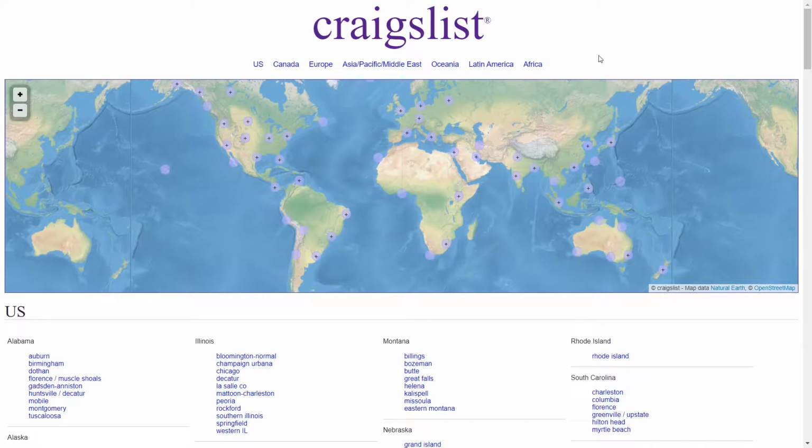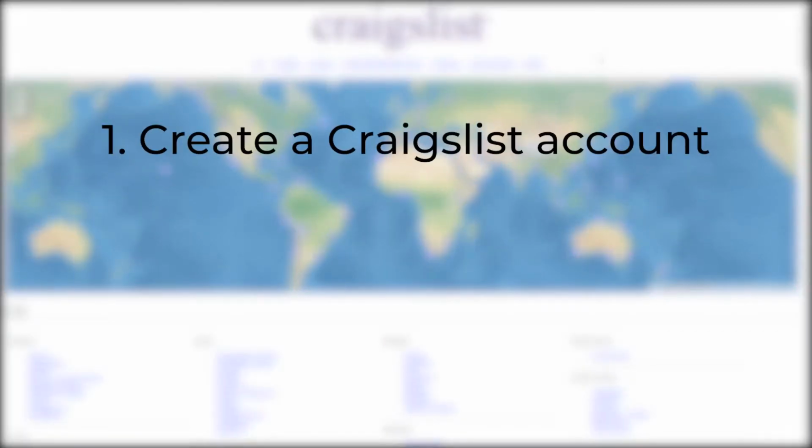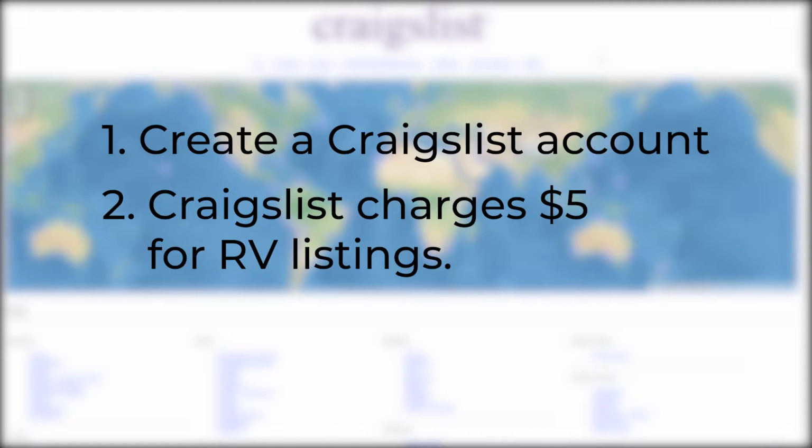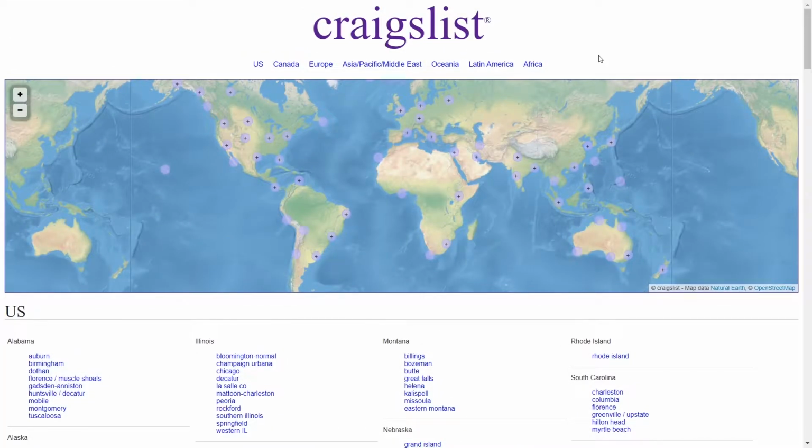Before we begin, a couple of important notes. Make sure you've already created a Craigslist account, and when listing an RV on Craigslist, it'll charge you $5 for every post you make. With that out of the way, let's get on with the video.